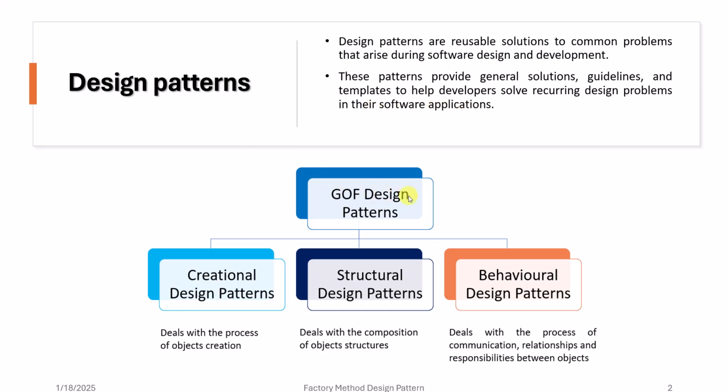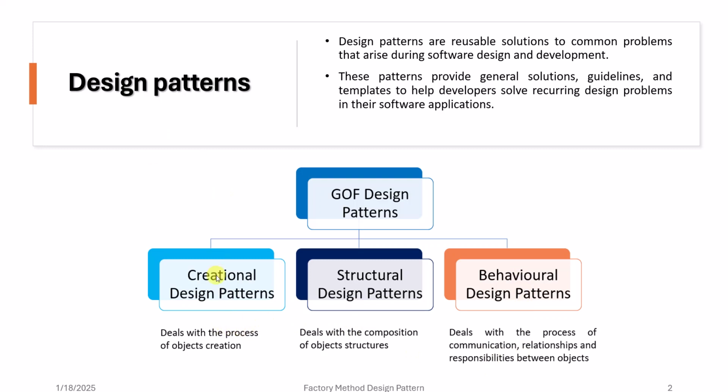According to the Gang of Four, there are three main types of design patterns: creational design patterns, structural design patterns, and behavioral design patterns. Creational design patterns deal with the process of object creation, structural design patterns deal with the composition of object structure, and behavioral design patterns deal with communication, relationships, and responsibilities between objects. There are also different types within each of these main patterns, based on the definition of each design pattern.